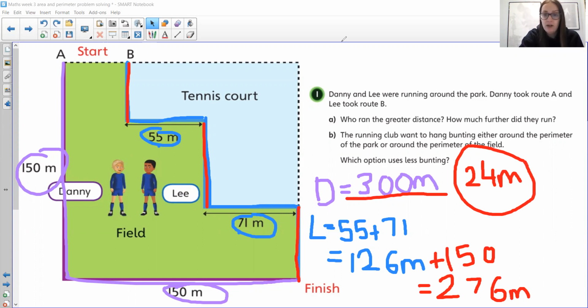Okay then, let's have a look at B. B says the running club want to hang bunting, lovely, love some bunting, around either the perimeter of the whole park, that's the whole square, or just around the perimeter of the field. Which option uses less bunting? This is not too tricky because we worked quite a lot of this out already. So pause the video and have a go.